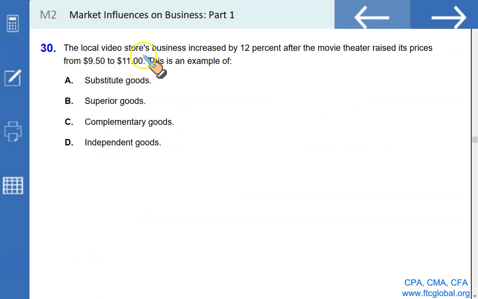The local video stores' business increased by 12% after the movie theater raised their prices from $9.5 to $11. Since the price of tickets in theaters has gone up, people will switch their demand to the local video stores, so their businesses went up. So why did it happen? Because the video store business is a substitute to the movie theater business. That would make A the correct option.